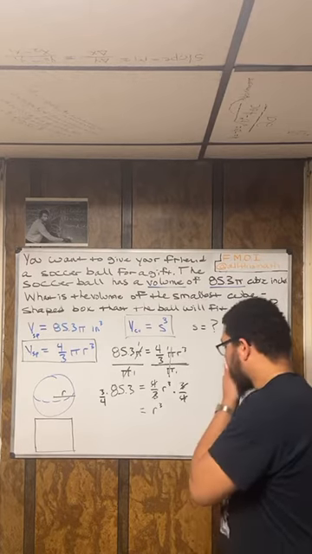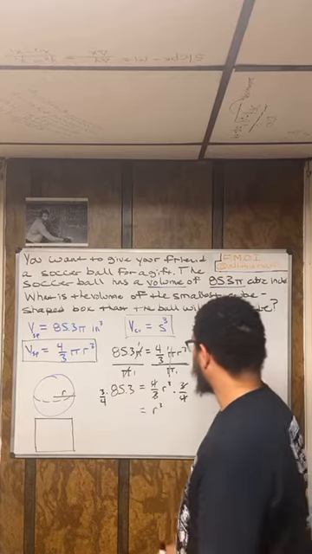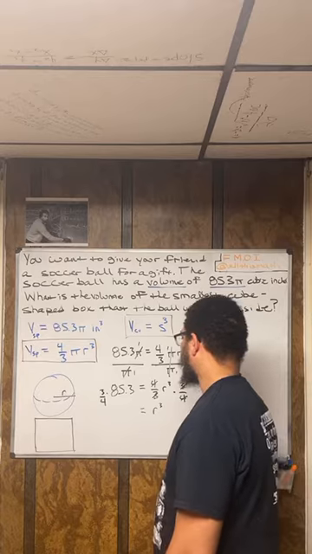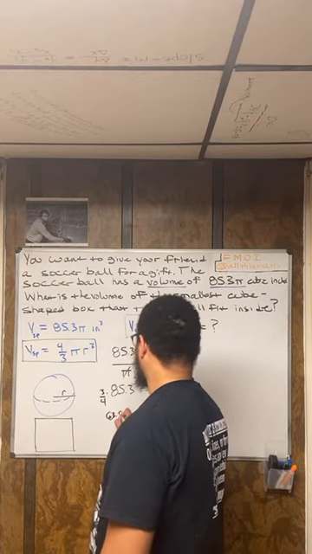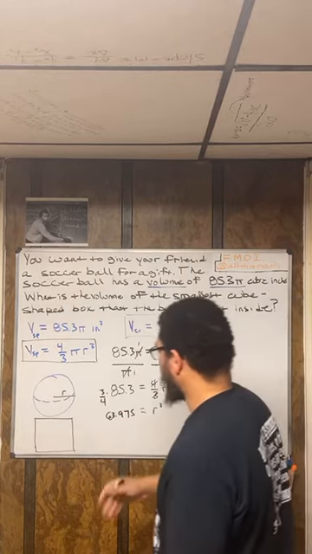All right. So 3/4. So flip that to 0.75. Do 0.75 times 85.3. 63.975. All right, 63.975. So I know what they're trying to do here.